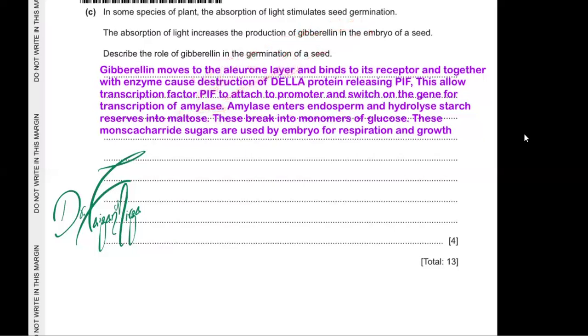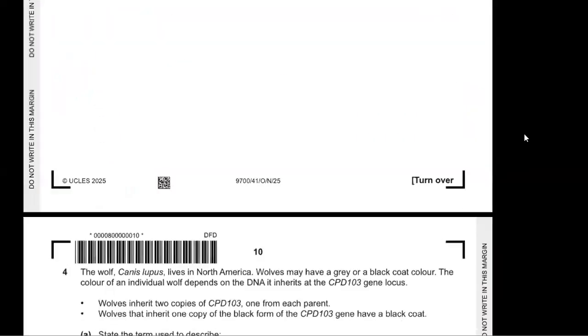You don't have to remember the term XET, but at times different mark schemes allow that as a marking point. Amylase then enters the endosperm where it starts to hydrolyze the carbohydrate reserves which are stored there, such as starch, into maltose, and this breaks into its monomers, glucose, and also the embryos start to use the monosaccharides in respiration and growth.